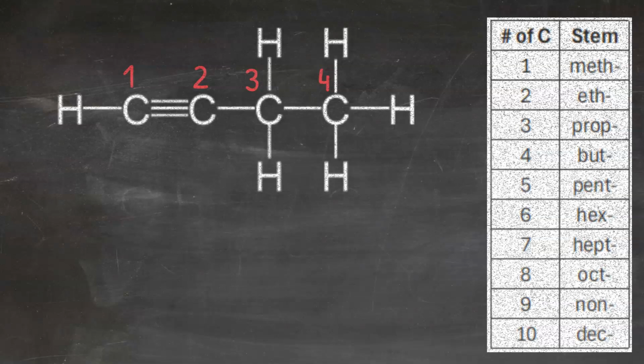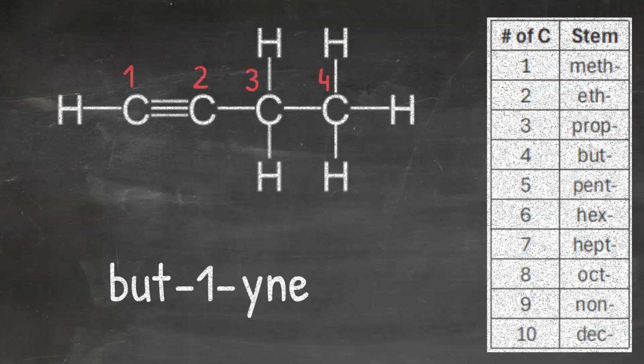When I number the carbons, I can see that I have 4 carbons. And the stem that we are going to use for 4 is but. Because it's an alkyne, and I see the triple bond, I can add the suffix -yne. However, there are multiple places that this triple bond could be in our structure, so we need to include the number of the carbon on which the triple bond starts. Because my triple bond starts on carbon number 1, I'm going to add a 1 in between but and yne. So the name of this molecule would be but-1-yne.